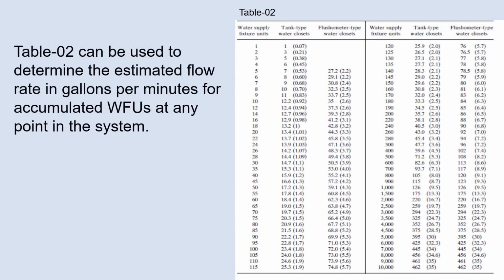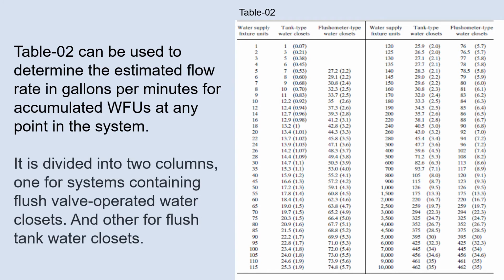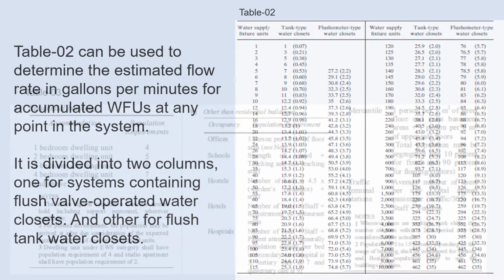Table 2 can be used to determine the estimated flow rate in gallons per minute for accumulated water fixture units at any point in the system. It is divided into two columns, one for systems containing flush valve operated water closets and the other for flush tank water closets.